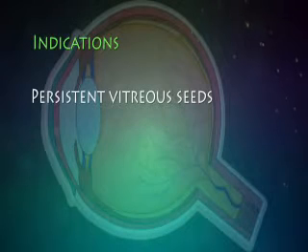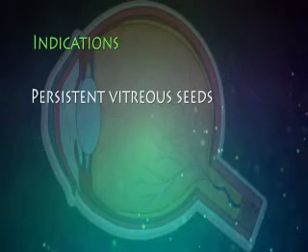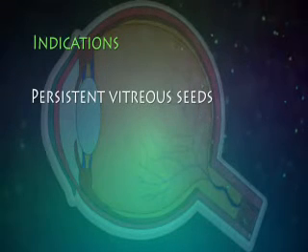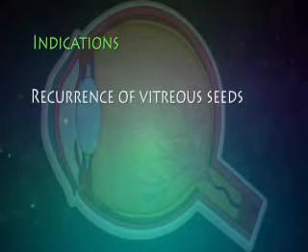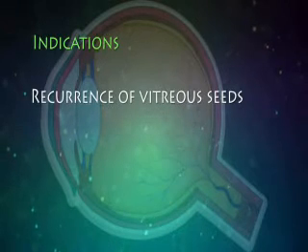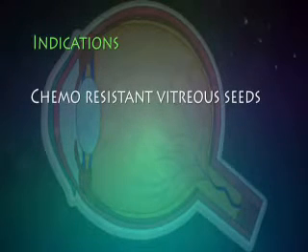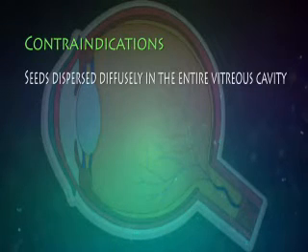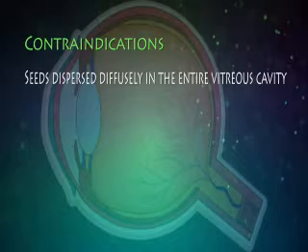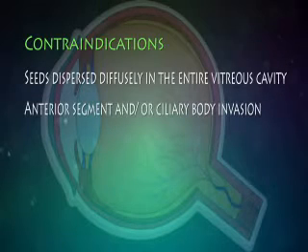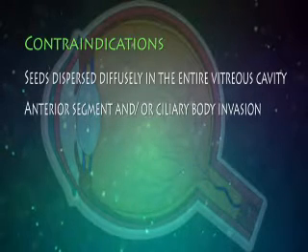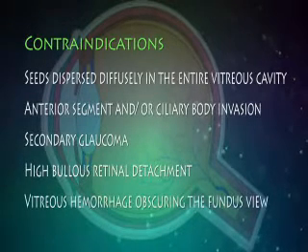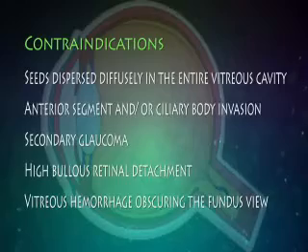Indications for intravitreal chemotherapy are persistent vitreous seeds after primary intravenous systemic chemotherapy or intra-arterial chemotherapy, recurrence of vitreous seeds after completion of treatment, and chemoresistant vitreous seeds. Contraindications include seeds dispersed diffusely in the entire vitreous cavity, anterior segment and/or ciliary body invasion, secondary glaucoma, high bullous retinal detachment, and vitreous hemorrhage obscuring the fundus view.